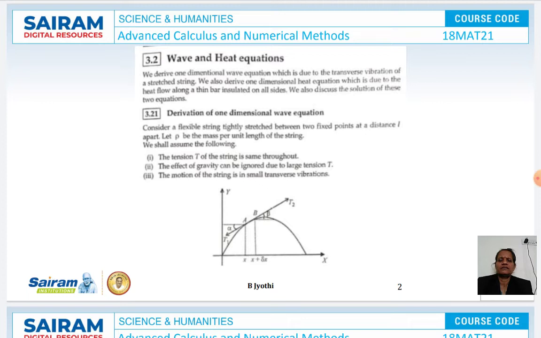Let us consider a flexible string tightly stretched between two fixed points at a distance L apart, and let rho be the mass per unit length of the string. We will assume some conditions, that is, the tension of the string is the same throughout. The effect of gravity can be ignored due to large tension, and the motion of the string is in small transverse vibrations. This is the diagram.